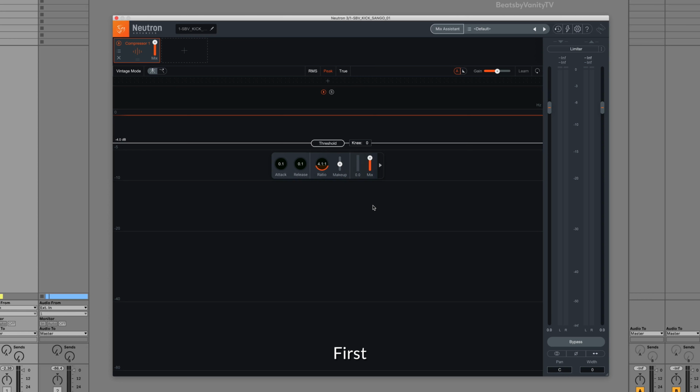First, let's address the most common pitfall of compression, using compression.